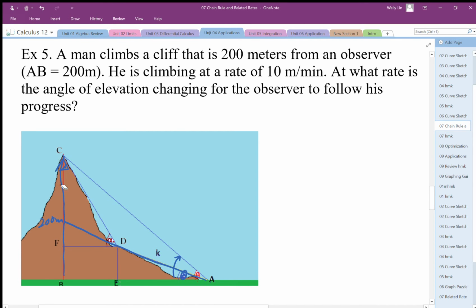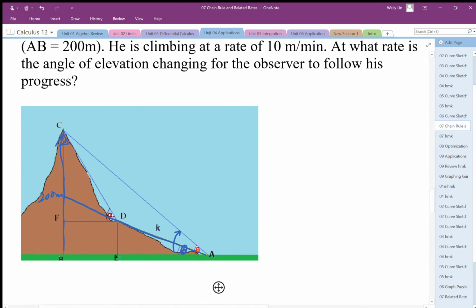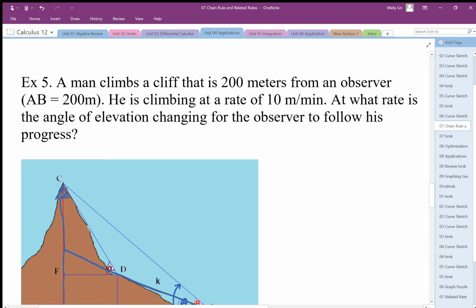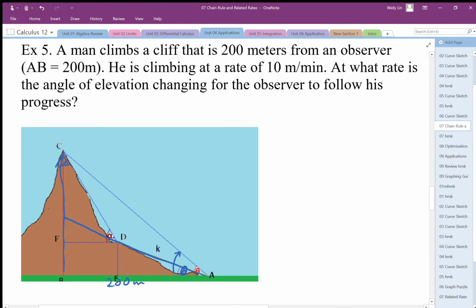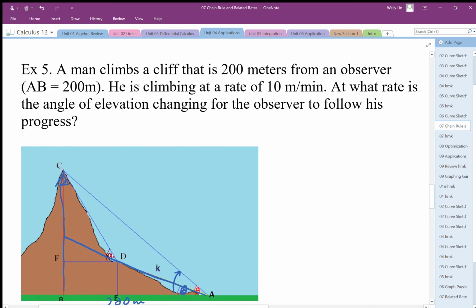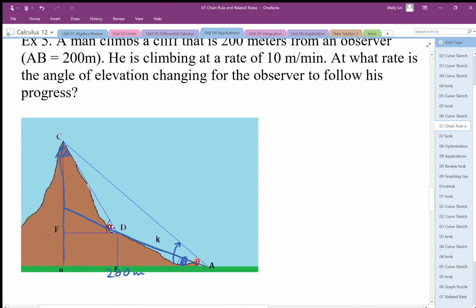Okay, so we need to figure out how the angle is changing as he goes up. So we need to relate the height to that angle. Well, we know that this distance is constant. They said AB is 200 meters. We don't know the height. So we want to relate the height to the angle. So we know that height over 200 is equal to the tan of that angle. So that's our relationship.